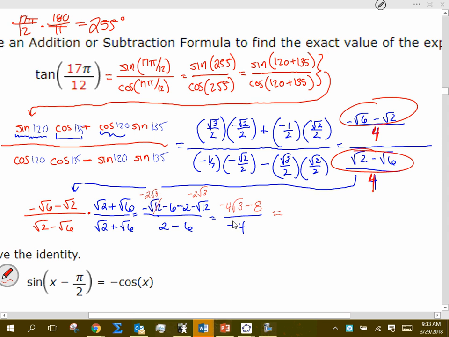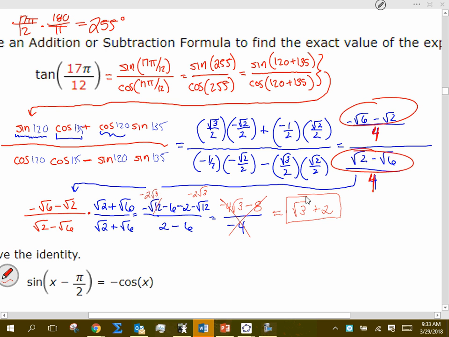Is there a common factor of negative 4 in all of those? So they're going to cancel there. Leaves me just radical 3. And then negative 8 divided by negative 4 gives me positive 2. That's a pretty clean looking answer based off what we started with, right?